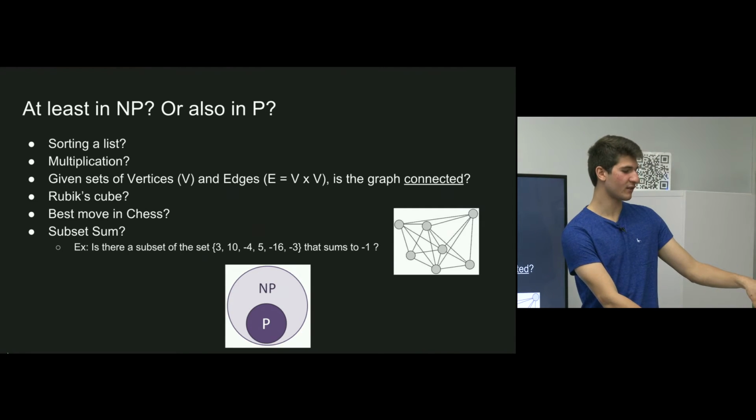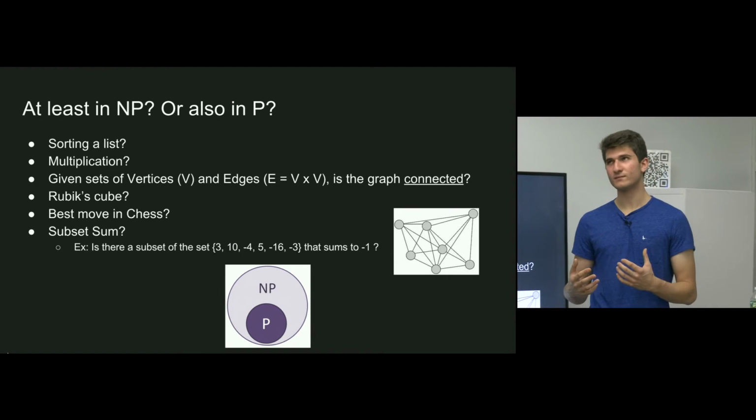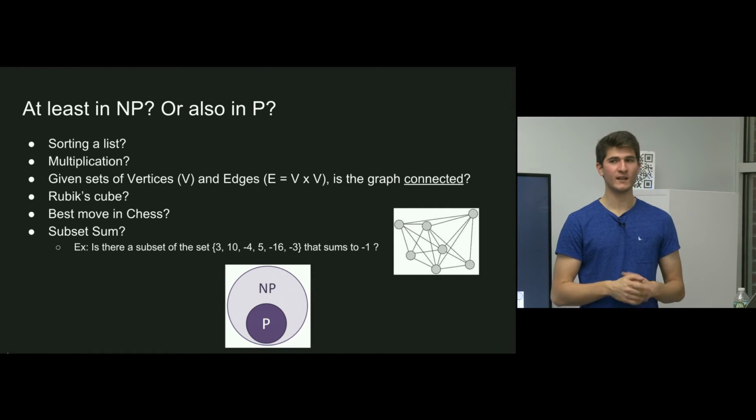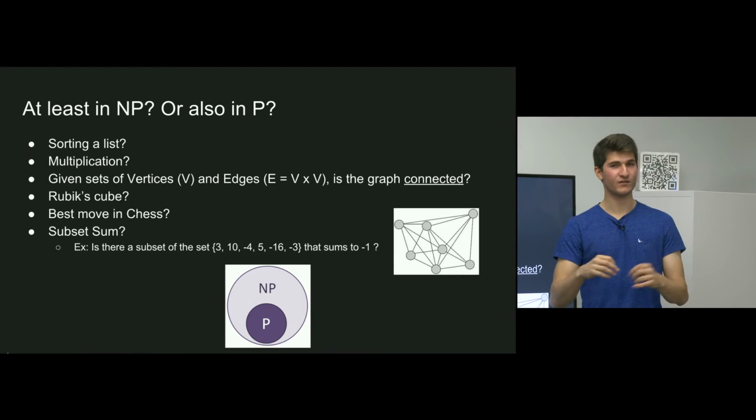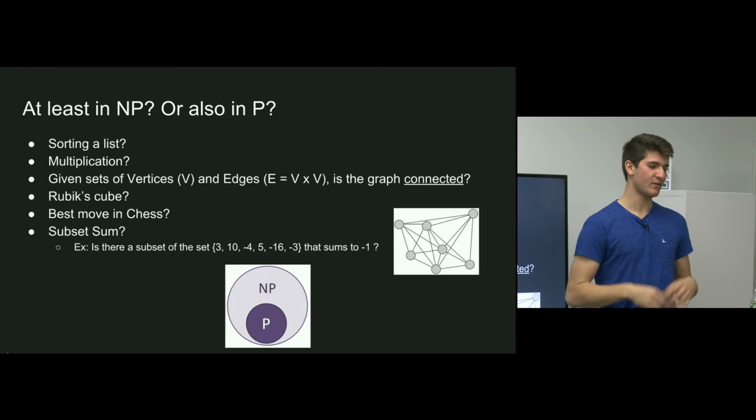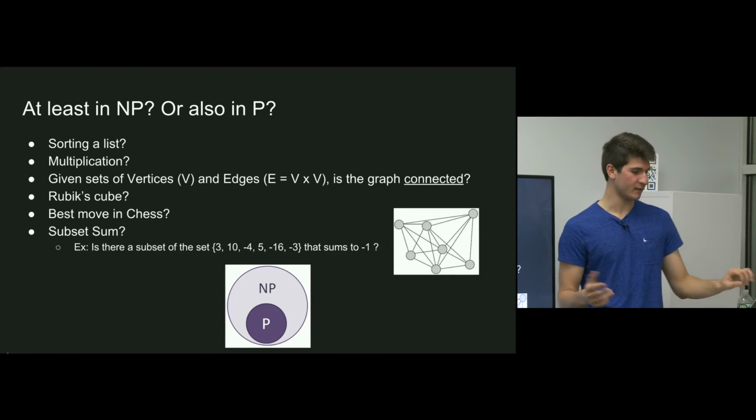And then given a set of vertices and edges, is the graph connected? Is that P or NP? Well, you just start at a point and you traverse until you have seen all the points. If you haven't seen all of the vertices, then you know it is not connected.